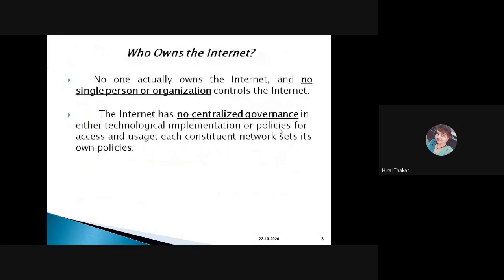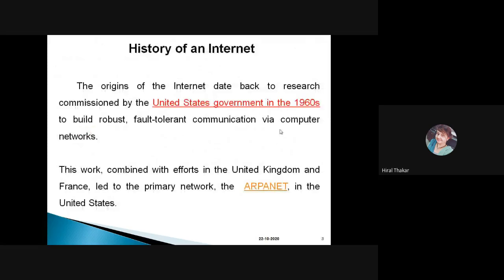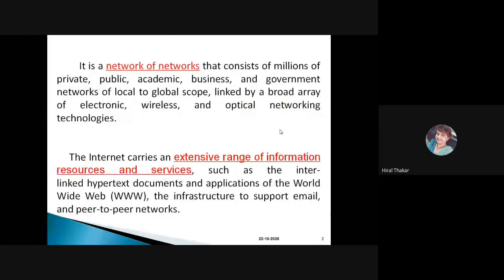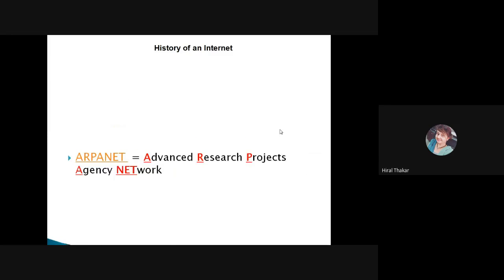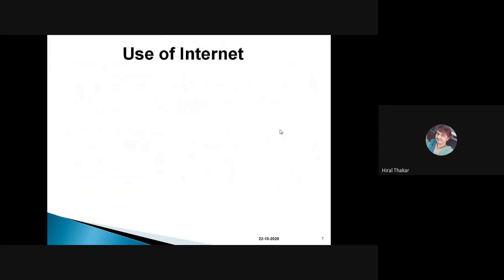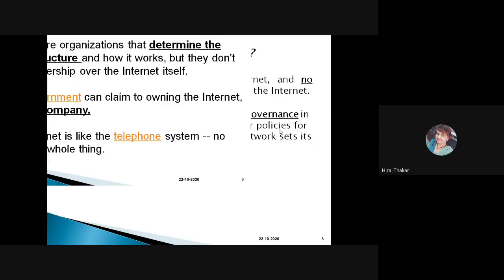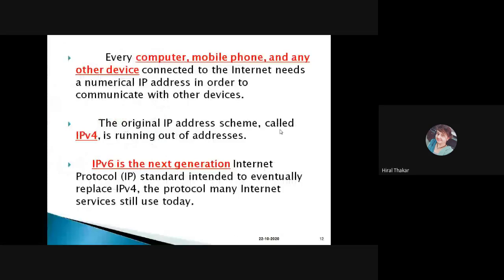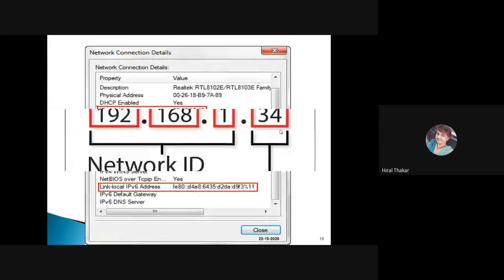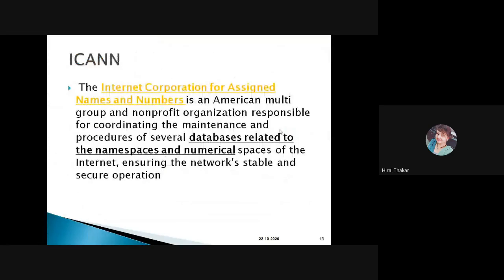First we studied the meaning of the internet. It is a network of networks. Then the history of the internet. It started in the 1960s by the US government for a defense system, and at that time it was known as ARPANET. Then some uses of the internet, then who is the owner of the internet, and then we learned about IPv4 and IPv6. From the next class we will learn about ICANN.